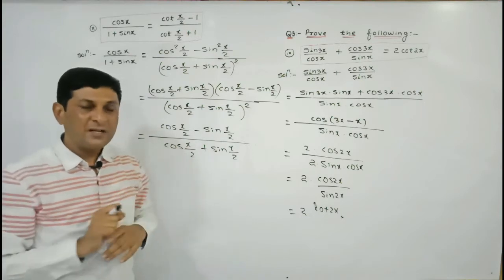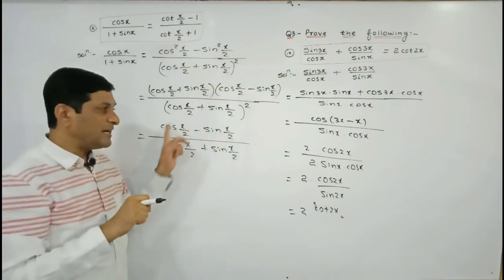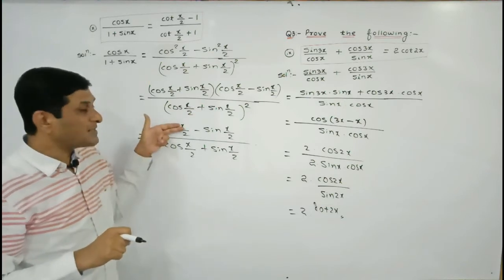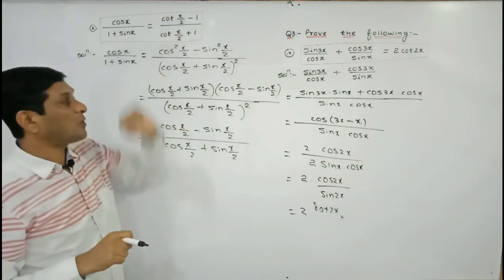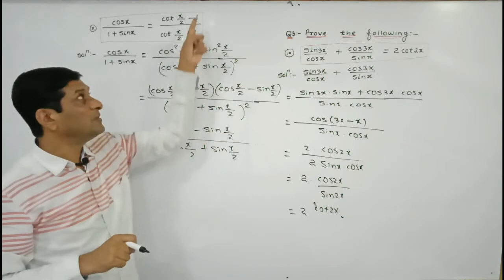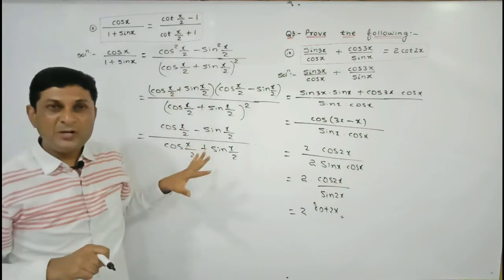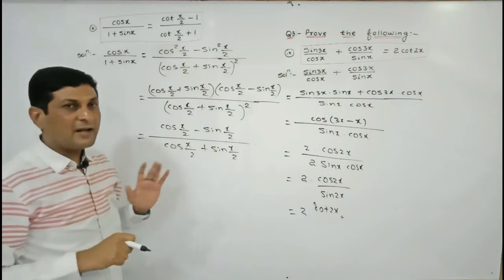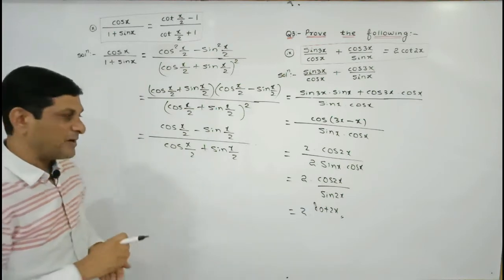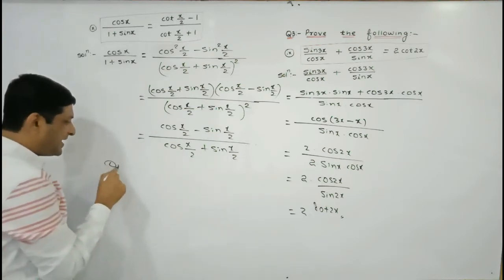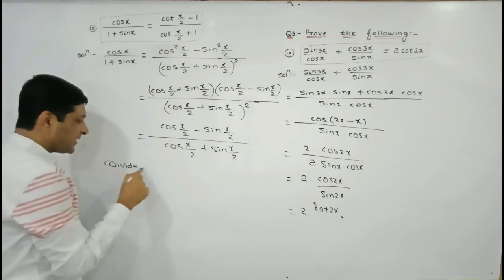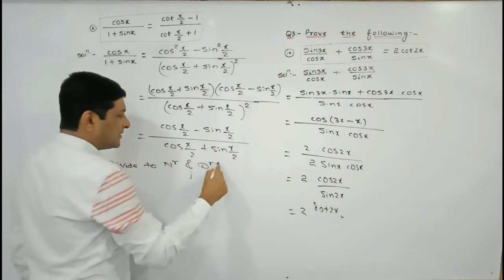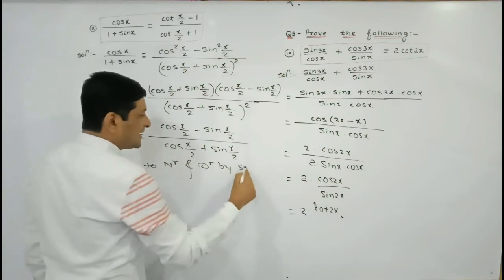Cos x by 2 divided by sin x by 2 will be equal to cot x by 2. Means to convert this expression into the form of our required result, we have to divide the numerator and denominator by sin x by 2, because cos upon sin will be equal to cot. And here sin upon sin will be equal to 1. So we are able to get our required result simply by dividing the numerator and denominator by sin x by 2.